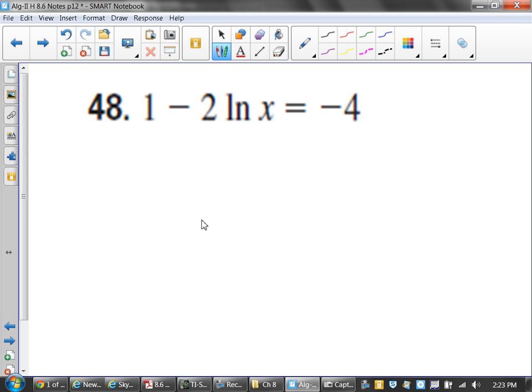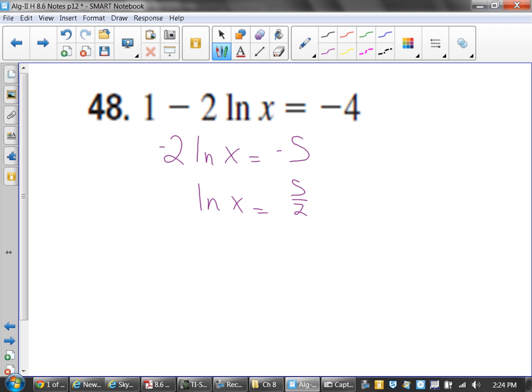So I have 1 minus 2 times the natural log of x is negative 4. What's the first thing I'm going to move? The 1. So now I get negative 2 natural log of x is negative 5. What do I do with the negative 2? Divide it out. So I have natural log of x is 5 halves.